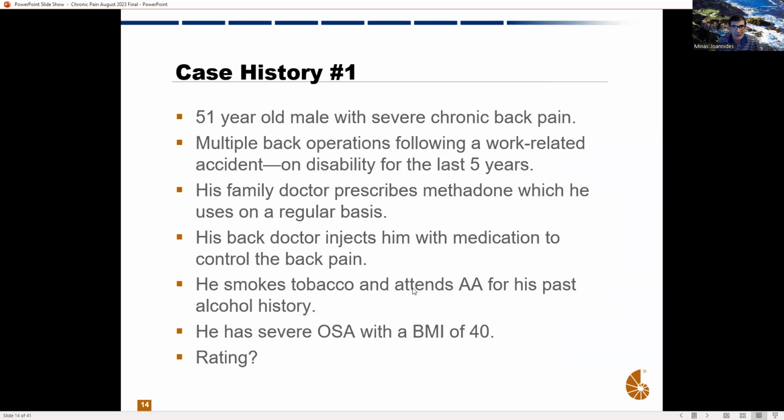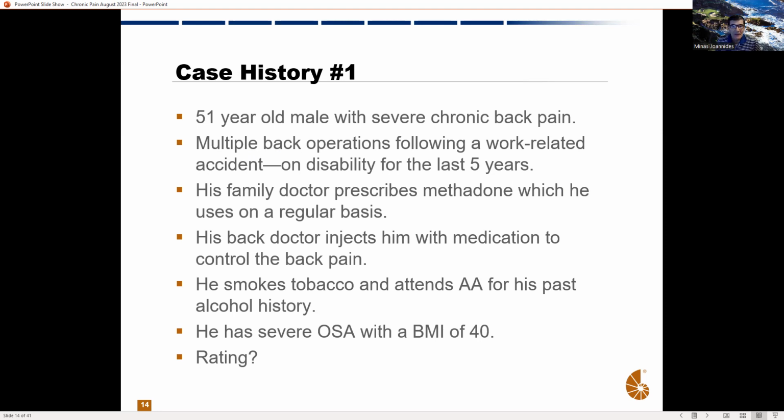So I have a case history for you. Case number one, 51-year-old male with severe chronic back pain with multiple back operations following a work-related accident. He's been on disability for the last 5 years. His family doctor prescribes methadone. Now, we haven't talked about methadone yet, but we will. But you probably have an idea what methadone is. He uses that on a regular basis.